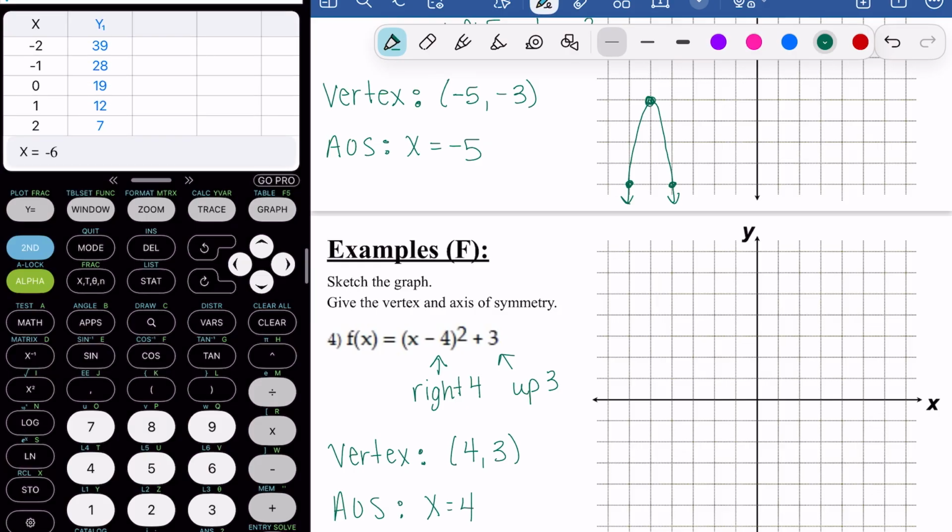I need to find values close to my vertex. So 4, 3. And then I've got 5, 4. 3, 4, 6, 7, and connect these. And there you go. And so that is how you would graph these using the calculator and using the vertex.